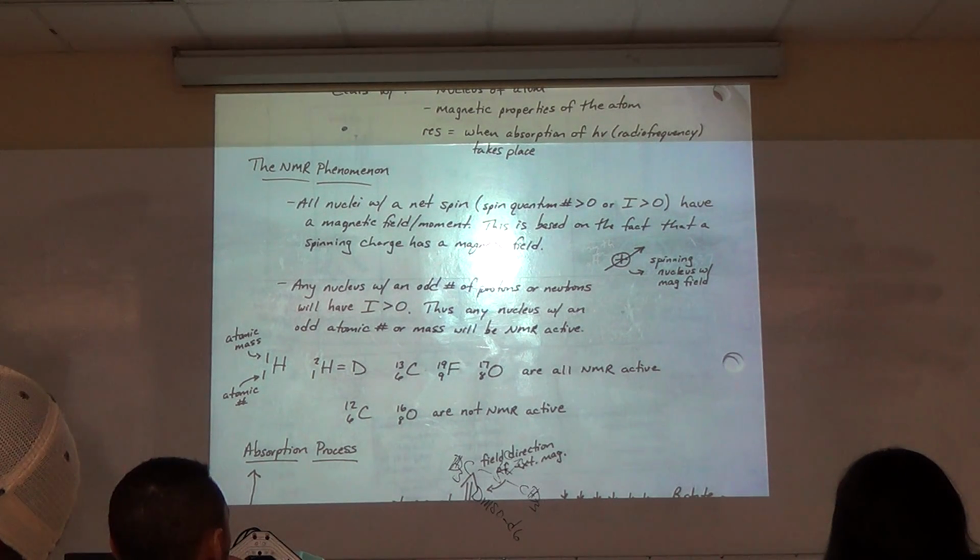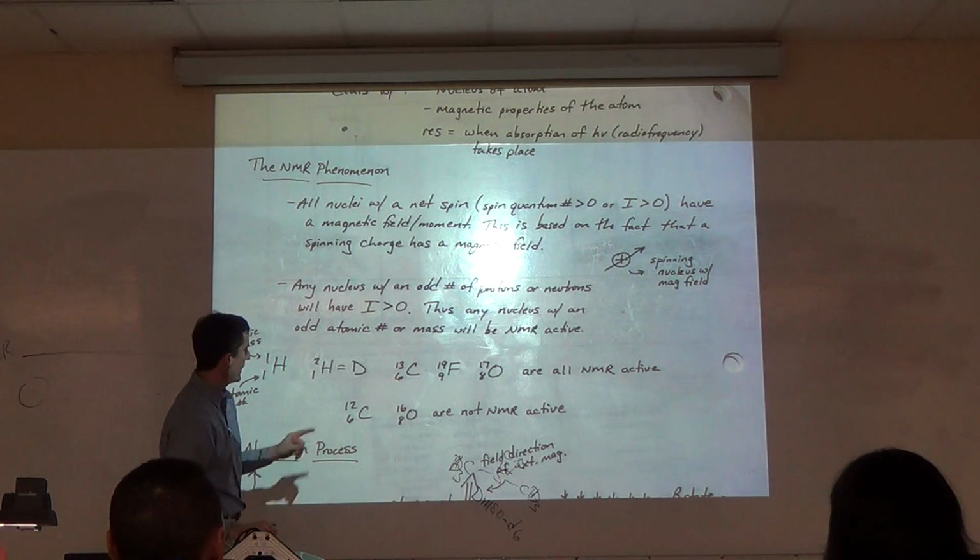Because when we do IR, we scan a big range. In NMR, we actually scan relatively fairly small ranges. So maybe this is proton, and deuterium may be over here. So when we plot this spectrum, that signal's not in this spectrum.